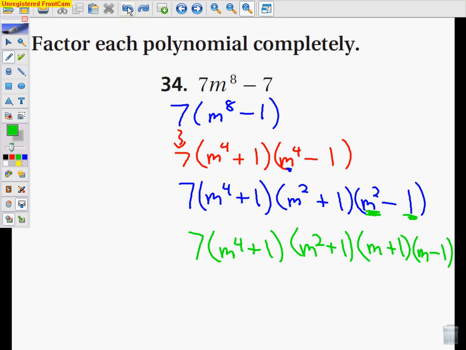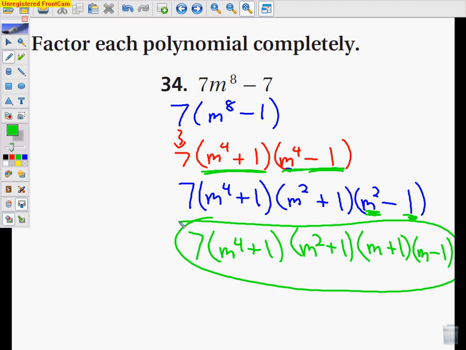All right. And I always get students that ask, well, Mr. McNair, you broke down the m to the 4th minus 1. How come you didn't do this one? Well, remember, the pattern is a difference of 2 squares. This right here is not a difference. It's addition. Difference means subtraction. All right. So our final answer is here.